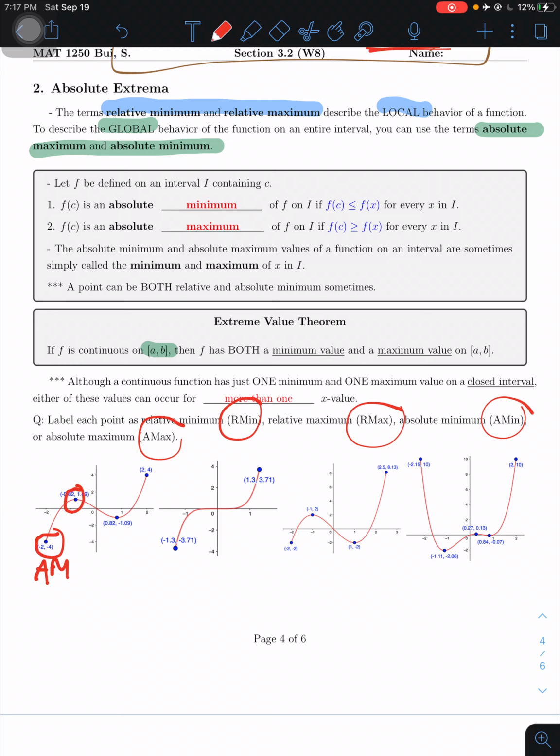And then this one here is higher than other points at some places, but it's not the highest value, right? So I'm going to call this one a relative max. This one is lower than some other values at some points, but it's not the lowest value. That's why it's going to be a relative min. So let me put R min here. Okay, let's be more clear and put R max on this one, and this one is A min. And lastly, this one is the highest point, right? So it's going to be A max.